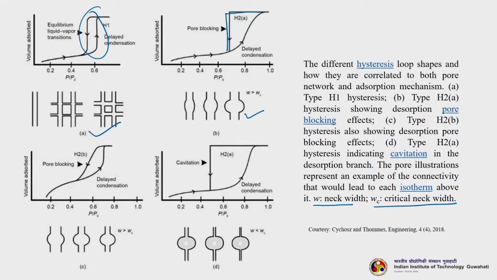So, here again when W becomes greater than WC, for a different type of pore geometry, you will have hysteresis something like this, and for when W becomes WC, this is basically the fourth one, this particular one. Here the hysteresis indicates cavitation in the desorption branch. So, cavitation is happening during desorption, and we get a response something like this. So, these are actually isotherms.